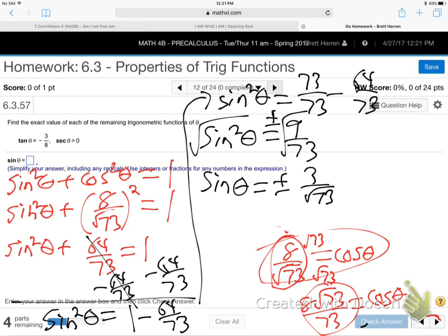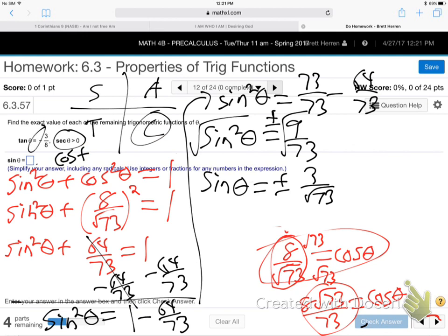Is sine positive or is sine negative? Depends on what quadrant I'm in. What quadrant am I in? Can you tell? All Students Take Calculus. Secant is positive, which means cosine is positive. Yeah, fourth quadrant, because tangent's negative. Not everybody's positive. And cosine is positive, so I'm in the fourth quadrant, which means sine must be negative, doesn't it?